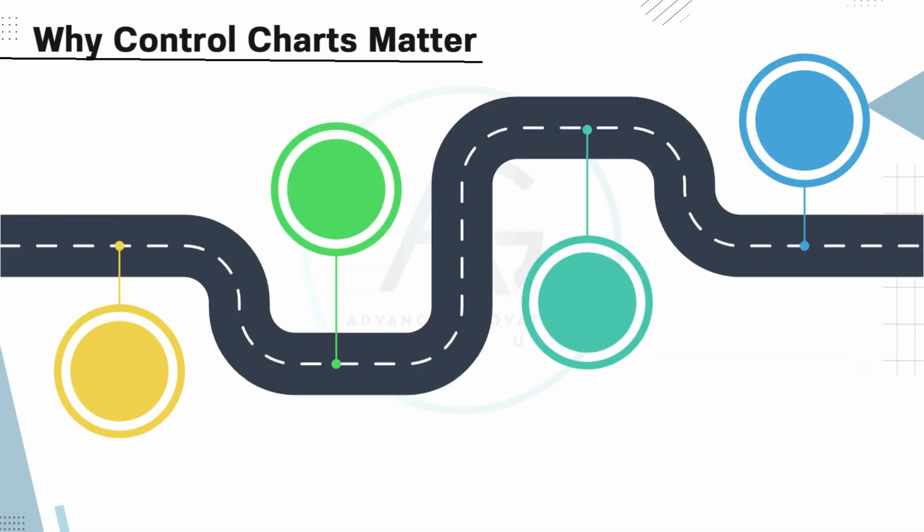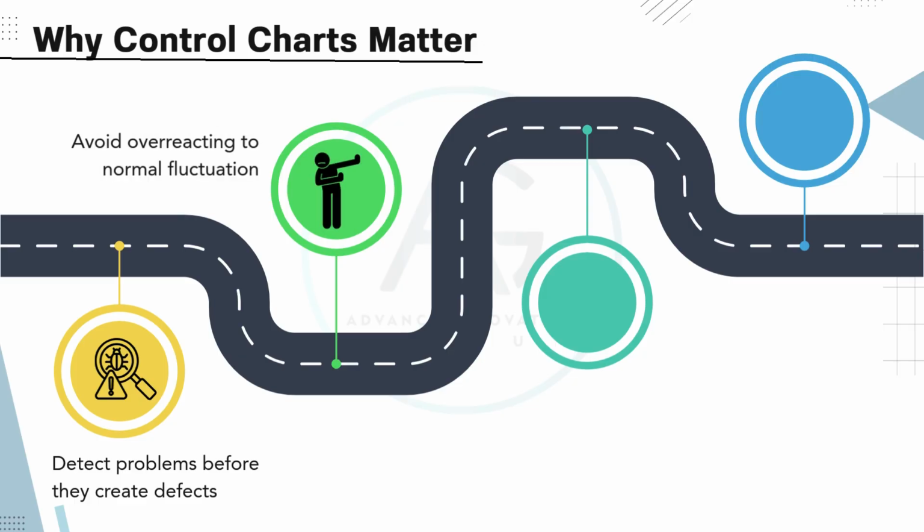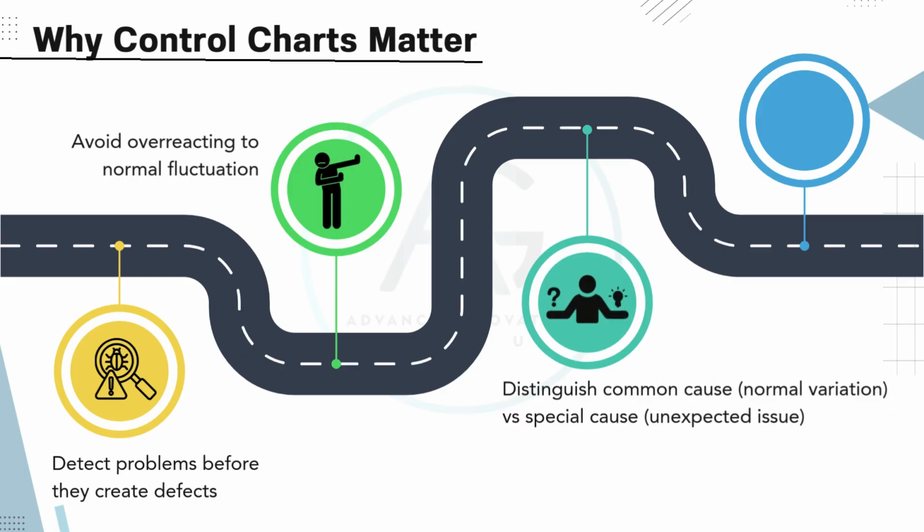Why do control charts matter? Detect problems before they create defects. Avoid overreacting to normal fluctuation. Distinguish common cause, normal variation, versus special cause, unexpected issue. Build confidence in process stability.